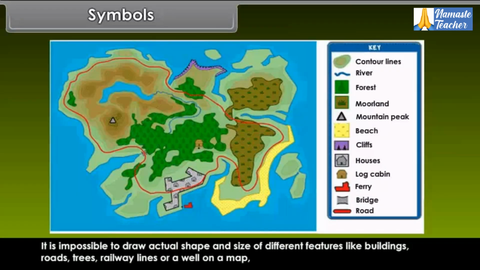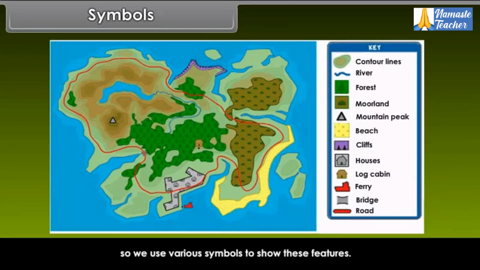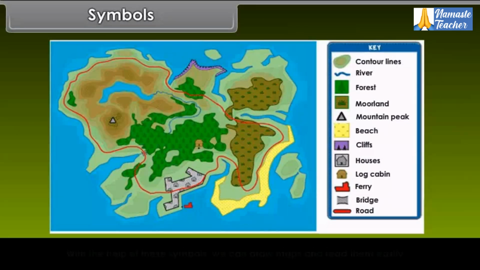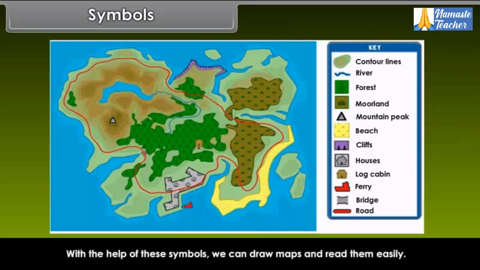Symbols. It is impossible to draw actual shape and size of different features like buildings, roads, trees, railway lines, or a well on a map. So, we use various symbols to show these features. With the help of these symbols, we can draw maps and read them easily.